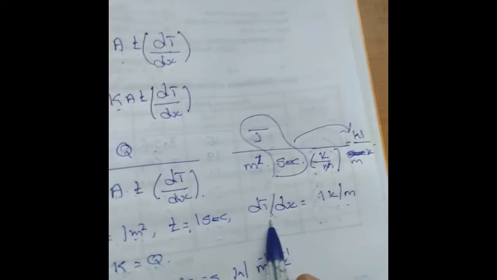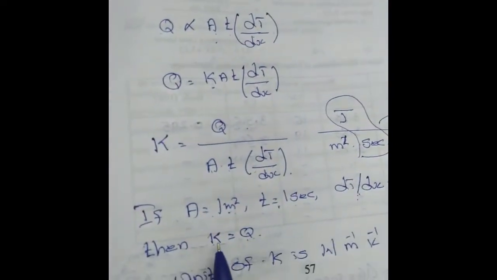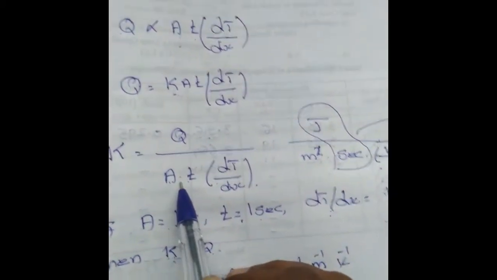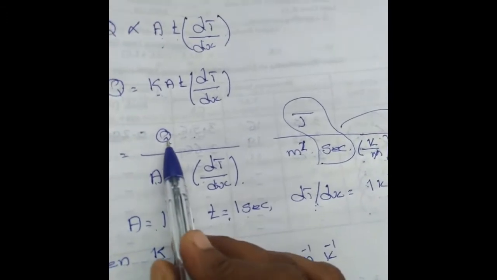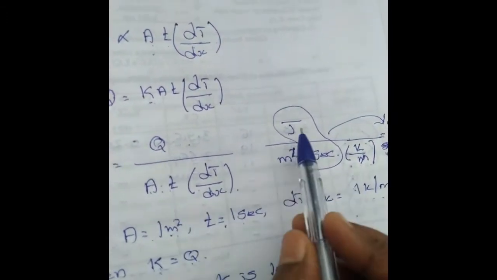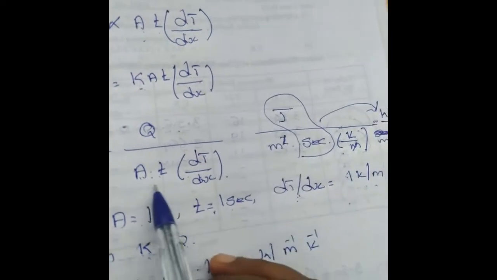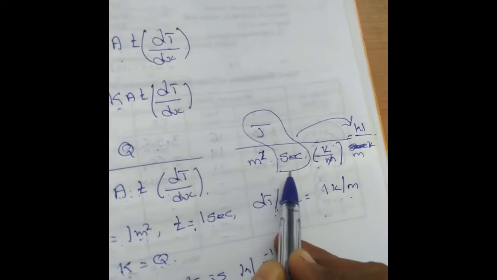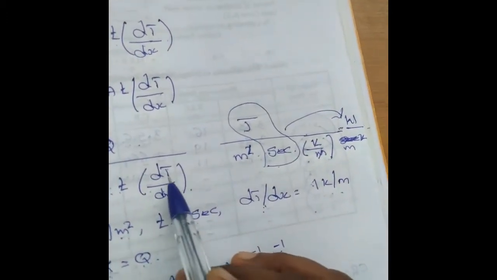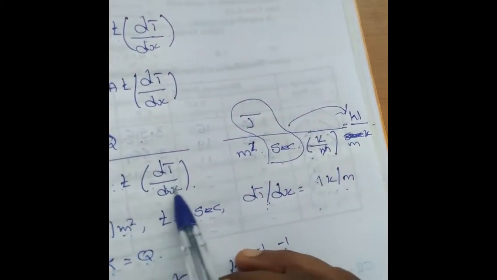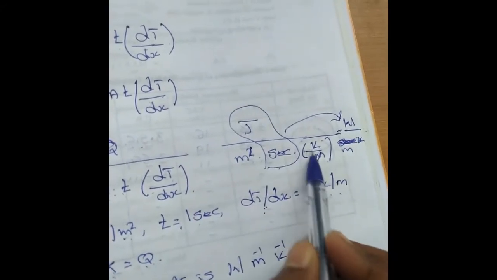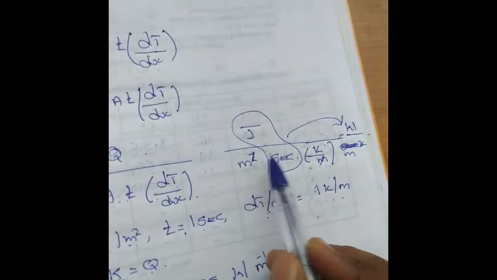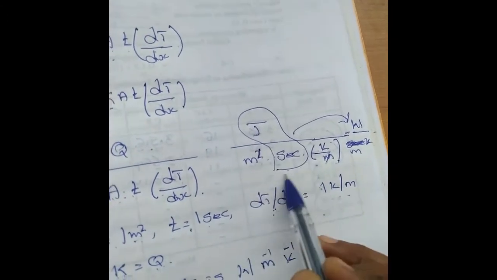Now, what is the unit for this coefficient of thermal conductivity? Let us go to the equation. The unit for Q, that is the amount of heat energy, is expressed in joules. For area, the unit is meter square, for time it is second, and dT by dx represents change in temperature over change in distance, so we have Kelvin per meter. So the meter cancels with one of the meters in the meter square.